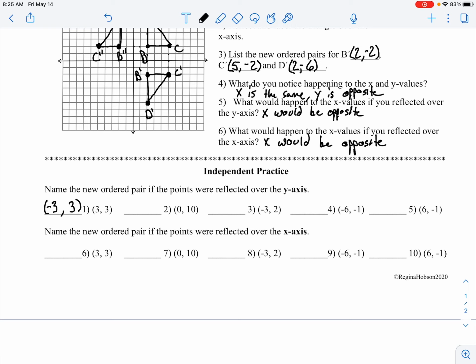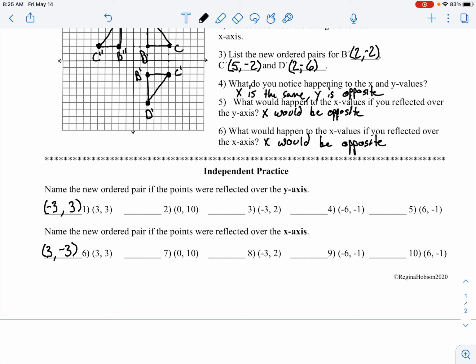Name the new ordered pair if the points are reflected over the x-axis. Well, so remember, it's opposite, so I'm going over the x-axis. So my y value will become opposite. So x will stay the same, and y now will become negative. Or opposite. A negative number would turn back to positive.